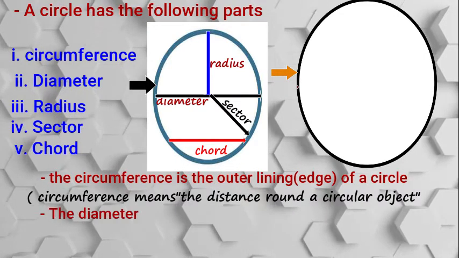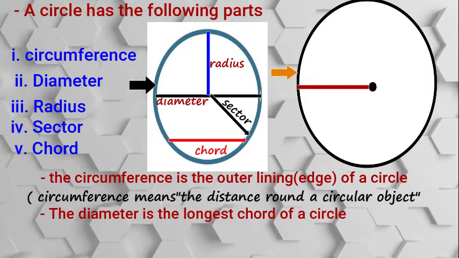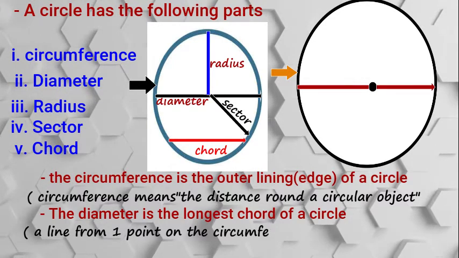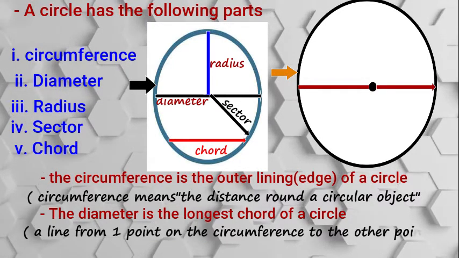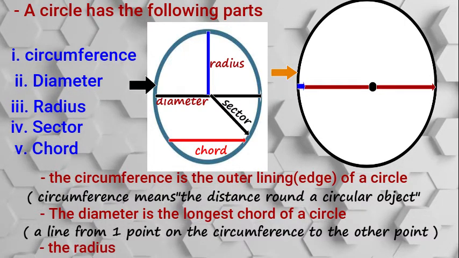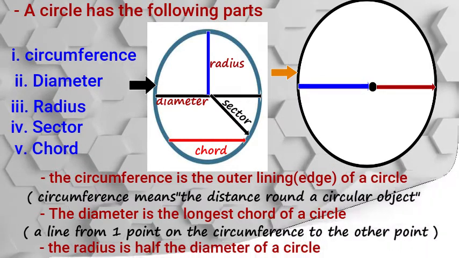The diameter of a circle is the longest chord of the circle. It is a line drawn from one point on the circumference through the center to the other point on the circumference. The radius is half the diameter of the circle.